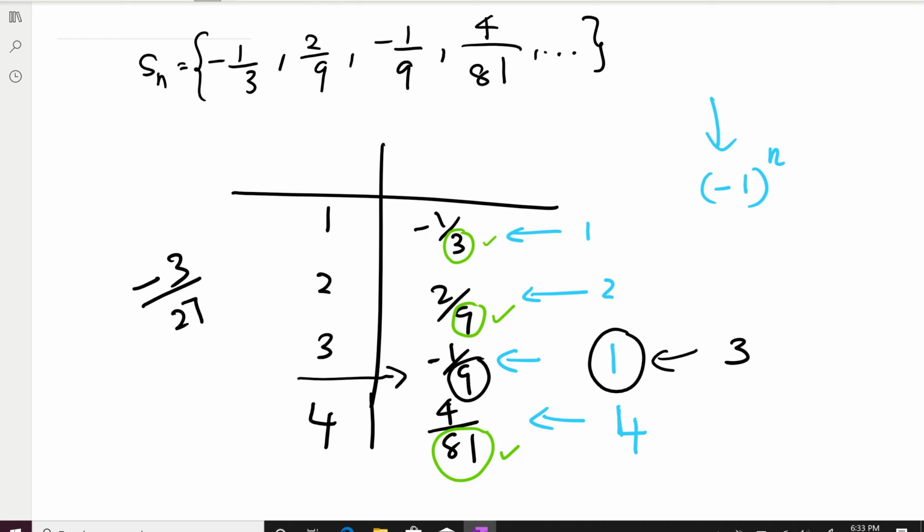Yes, the pattern is that in the numerator you have 1, 2, 3, 4. See, 1, 2, 3, 4, which match with this situation. So the numerator is n, right? Simply n, the position itself.